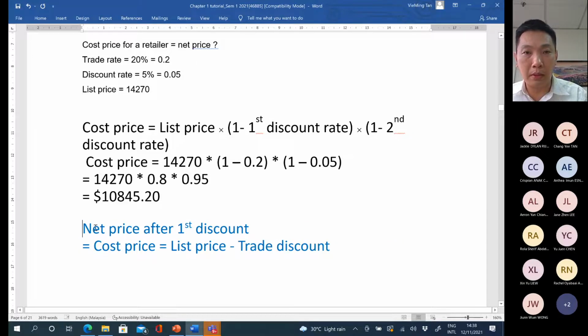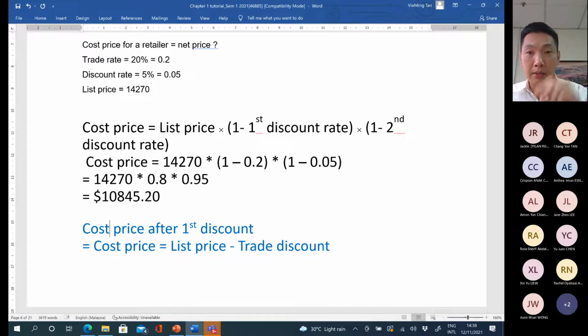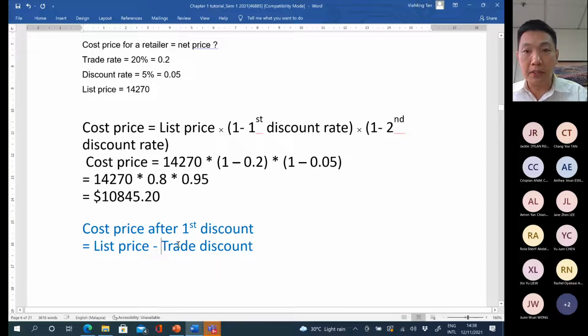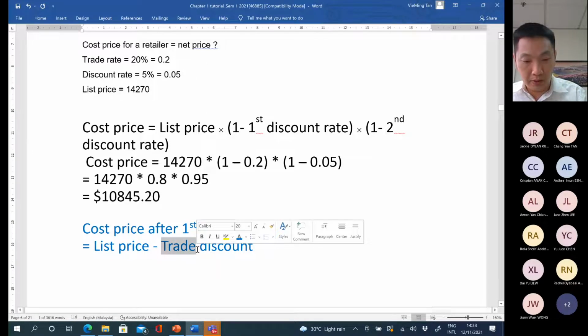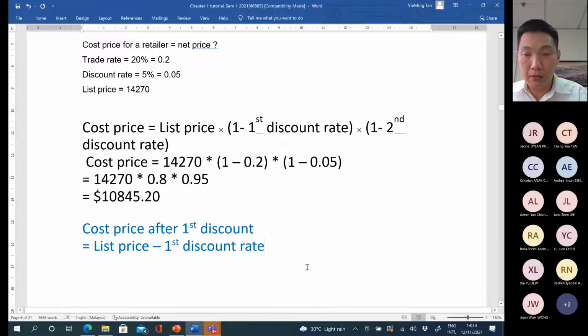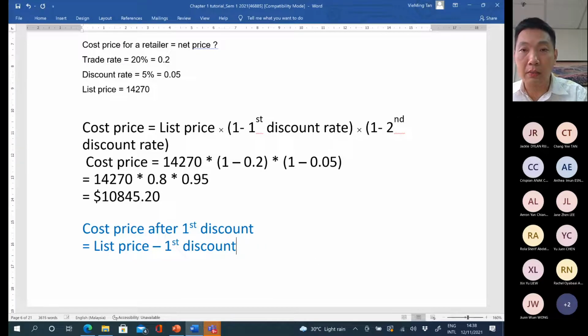Okay, this is the cost price. I put cost price. So I assume that there are two discounts. So we try to calculate the cost price after the first discount. We do step by step. So we know that the formula is using the list price minus the first discount. So here I put first discount rate. Rate means it is in percentage. This one should be first discount.